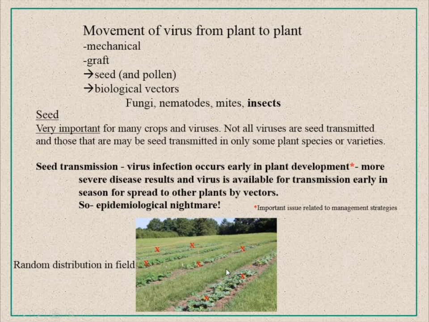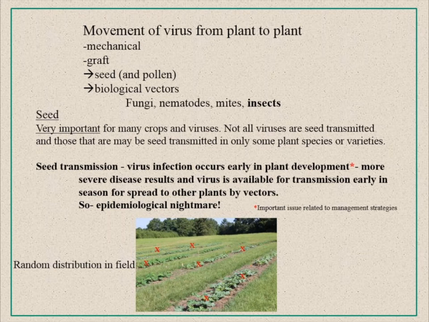So if we think about having this field here and these little X's where there are infected plants that were infected right from the beginning of time because it's seed transmitted, we have a random distribution of virus in the field because of seed transmitted.